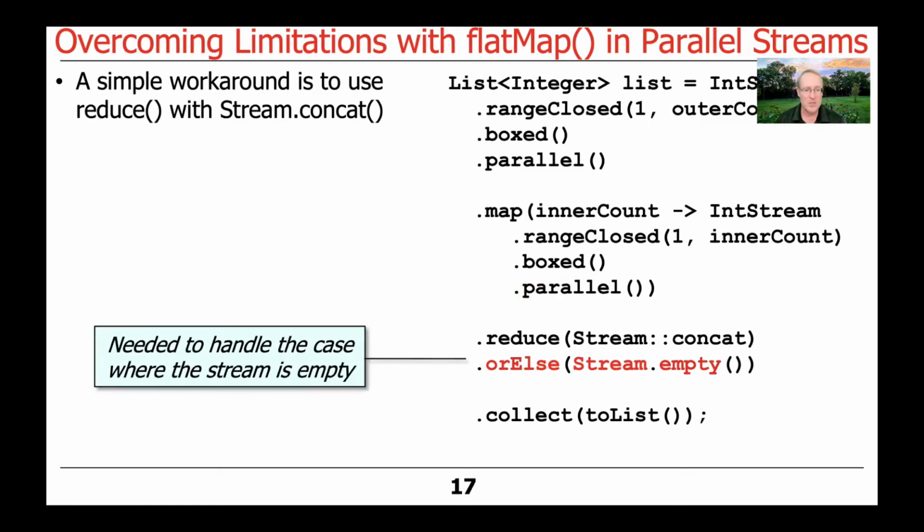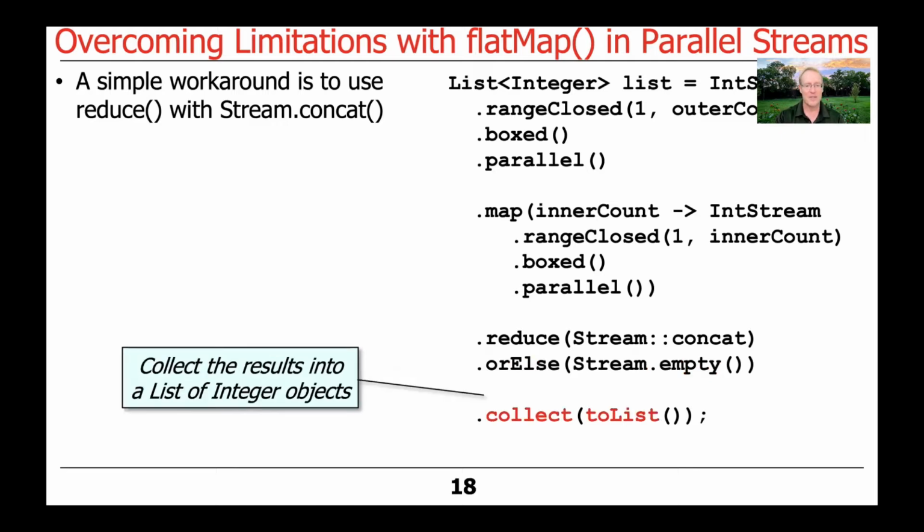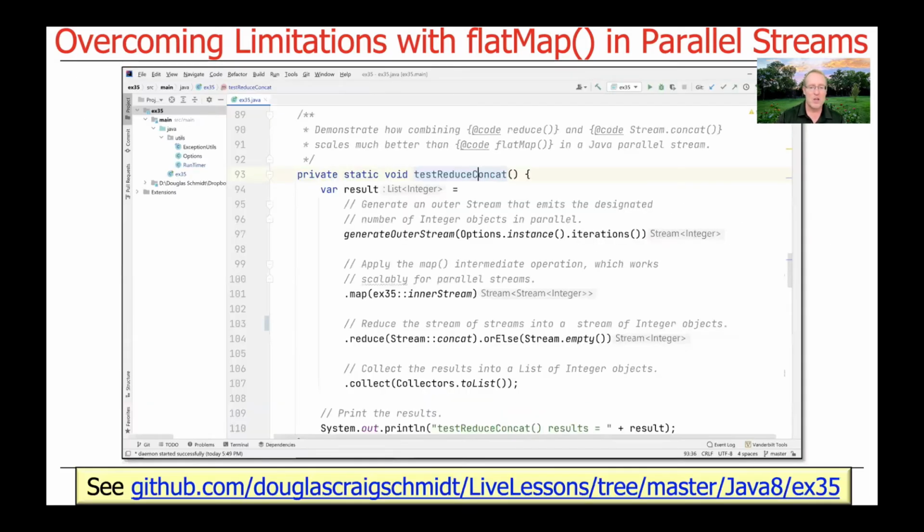Because we have to handle the case where the stream may be empty, we have to honor the fact that reduce will return an optional, and the optional could be empty. And if the optional is empty, then we make the stream be empty too. So that's just there for syntactic reasons to indicate that if there's nothing in the outer stream or the inner stream, it's just going to be empty. That's not the case here, but we have to be prepared for it syntactically. And then the final thing we're going to do is collect the results into a list of integer objects.